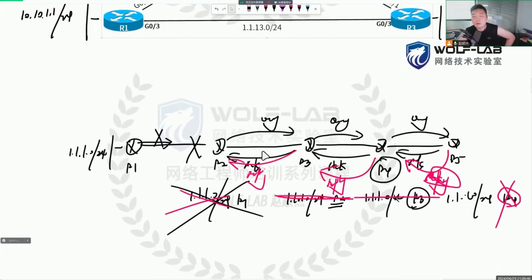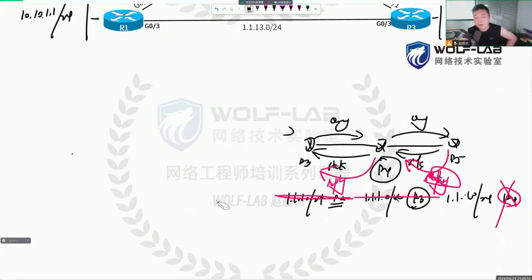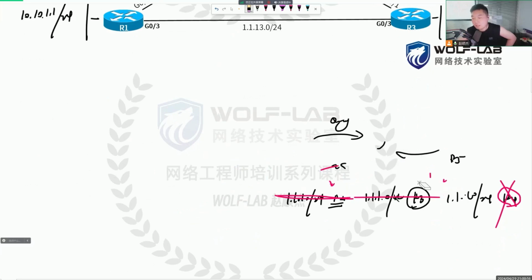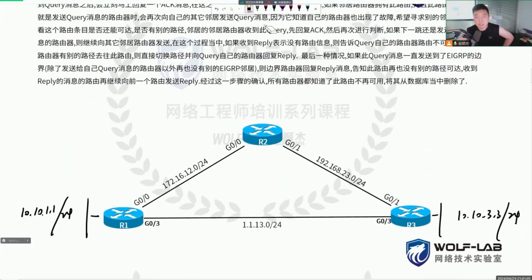Then R1 sends a query message causing R2 to reply with a reply. We switch paths. R1 was originally going down. After the query message, we go up to access 10.10.3.0. That tested our second situation. So for the third situation, we do this.